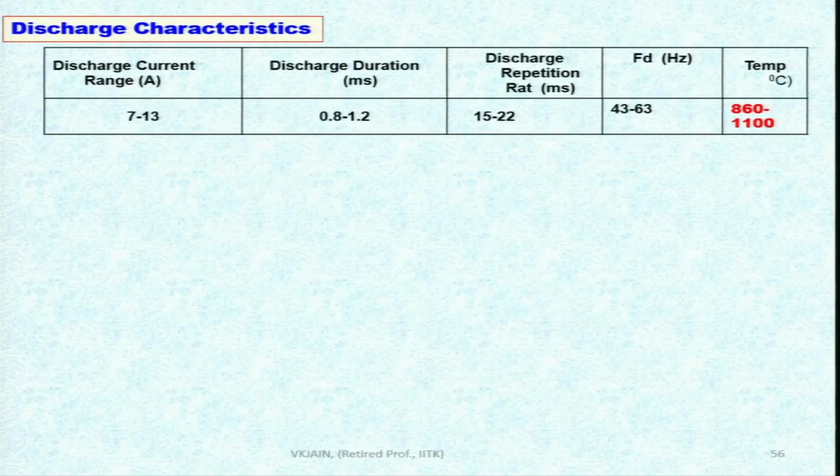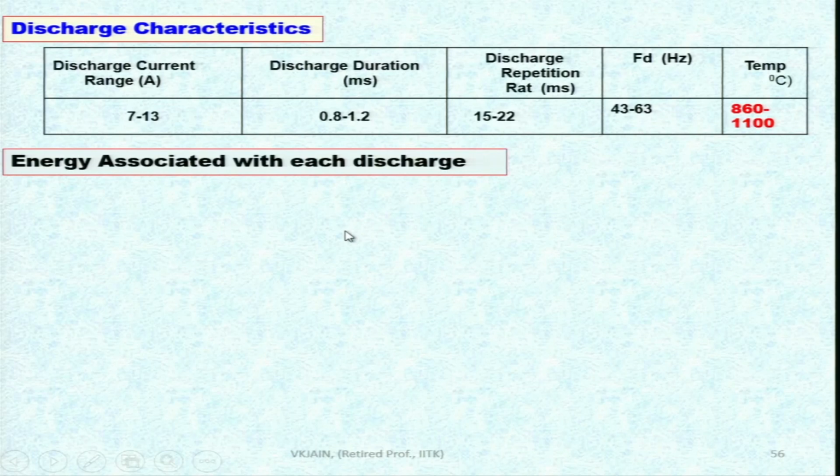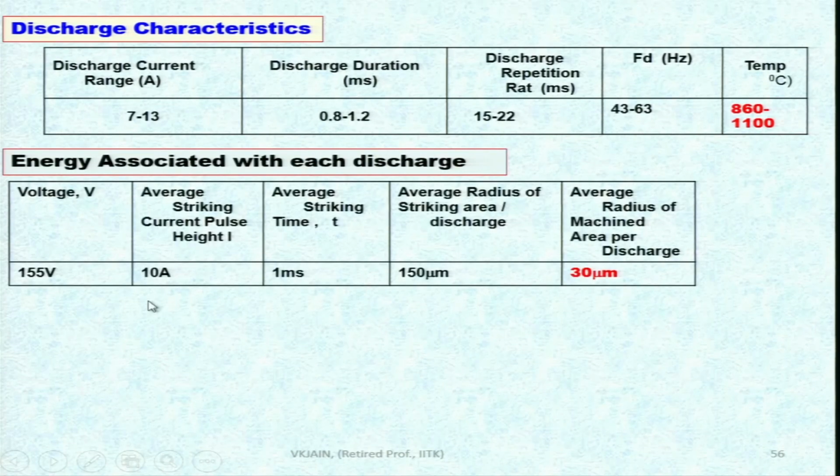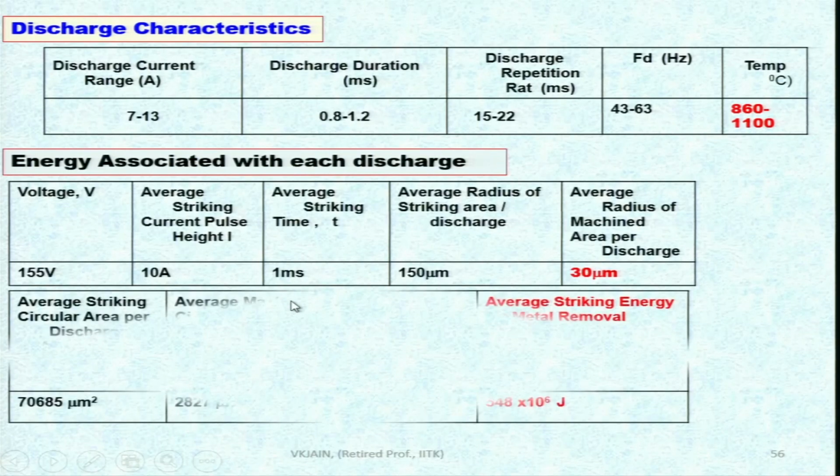Now, you can see here discharge characteristics. The discharge current range, discharge duration in milliseconds, discharge repetition rate and frequency, and this is the temperature. You can see here the temperature achieved is 860 to 1100 degree centigrade. Energy associated with each discharge, voltage, average striking current, etc. all these details are given, and the average radius of machined area per discharge is 30 micrometer. All this depends upon these machining conditions.